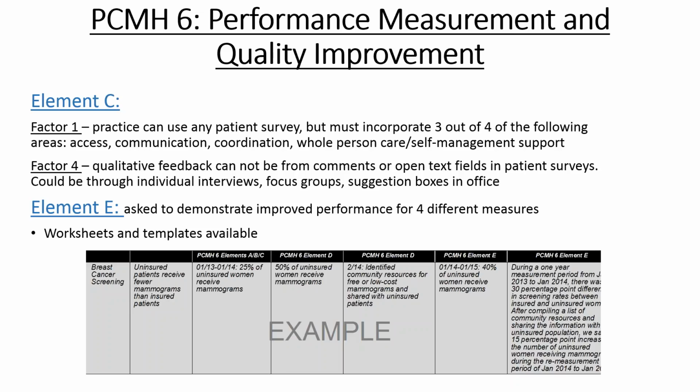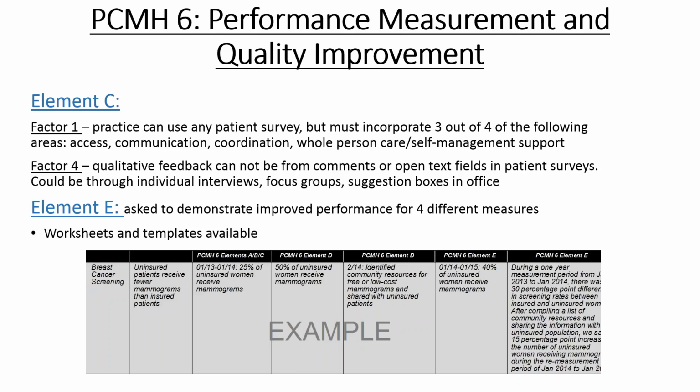Element E looks at demonstrating continuous quality improvement. So this is the only area that you're asked to demonstrate that you improved your performance. So with most areas, they ask for what your process is, if you maybe have goals for a certain area, but there's nothing saying that you need to really meet that goal. It's just wanting to see that you have something in place that you work for, but here they're asking to demonstrate improved performance. And they ask for it in 4 different measures. 2 looking at clinical quality measures, 1 utilization of care, and 1 patient experience measure.